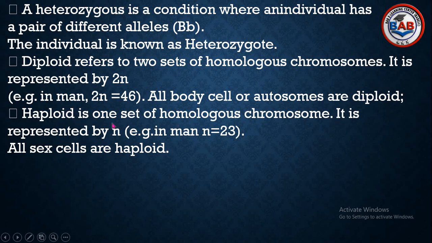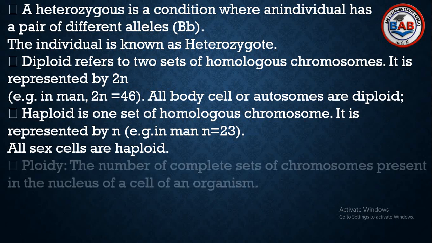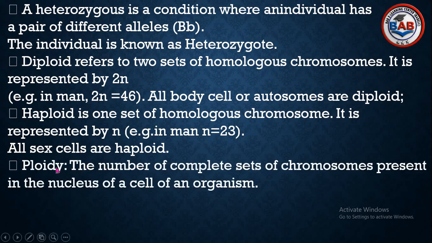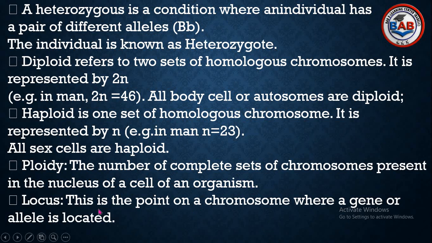Haploid is one set of homologous chromosomes. It is represented by n, e.g. in man, n is equal to 23, as earlier said. All sex cells are haploid. Ploidy is the number of complete sets of chromosomes present in the nucleus of a cell of an organism. Locus is the point on a chromosome where a gene or allele is located.